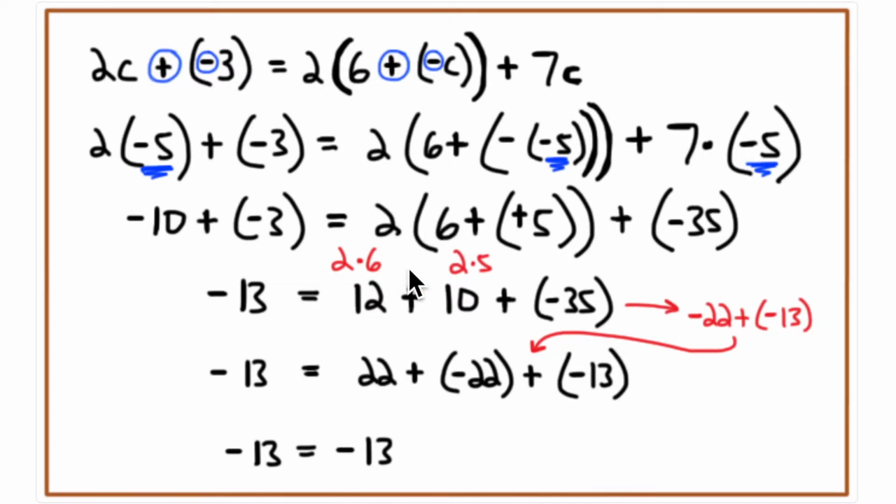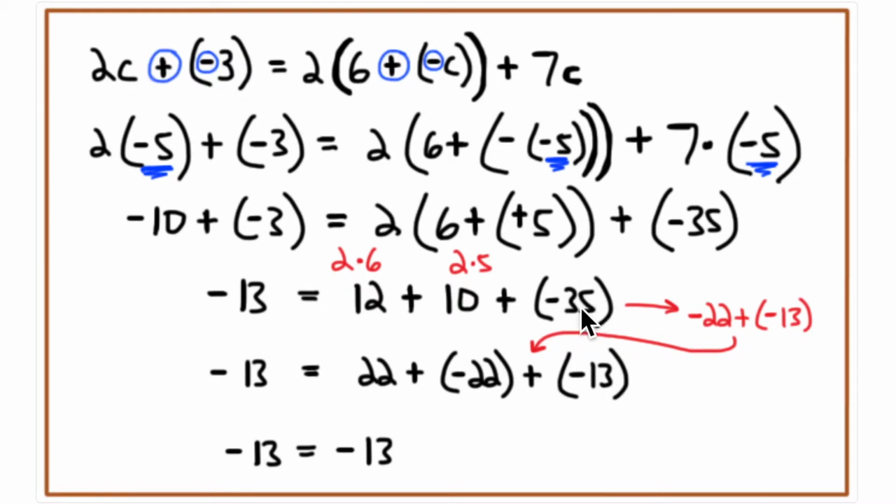So 2 times 6 is 12. And 2 times 5 is 10. And you get the same 22. Now, I'm being a little bit tricky right here. I'm going to add that to negative 35. So this is 22 plus a negative 35. And what I did is I separated out a negative 22. And so if you do that, you can see that a negative 22 plus a negative 13 is this negative 35 right here.